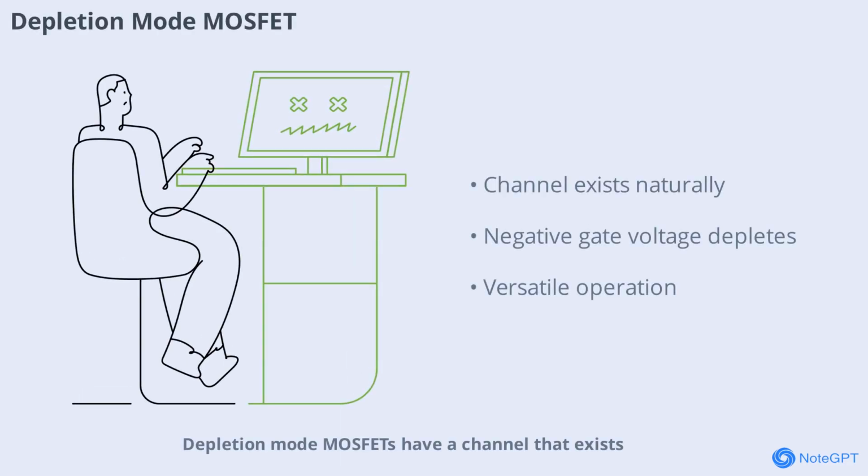Depletion mode MOSFETs have a channel that exists even when no voltage is applied to the gate. Applying a negative gate voltage depletes the channel, reducing current flow. Conversely, a positive gate voltage enhances the channel, increasing current. Depletion mode MOSFETs are versatile and can be used in both analog and digital circuits. Their ability to operate with or without gate voltage makes them unique among FETs.